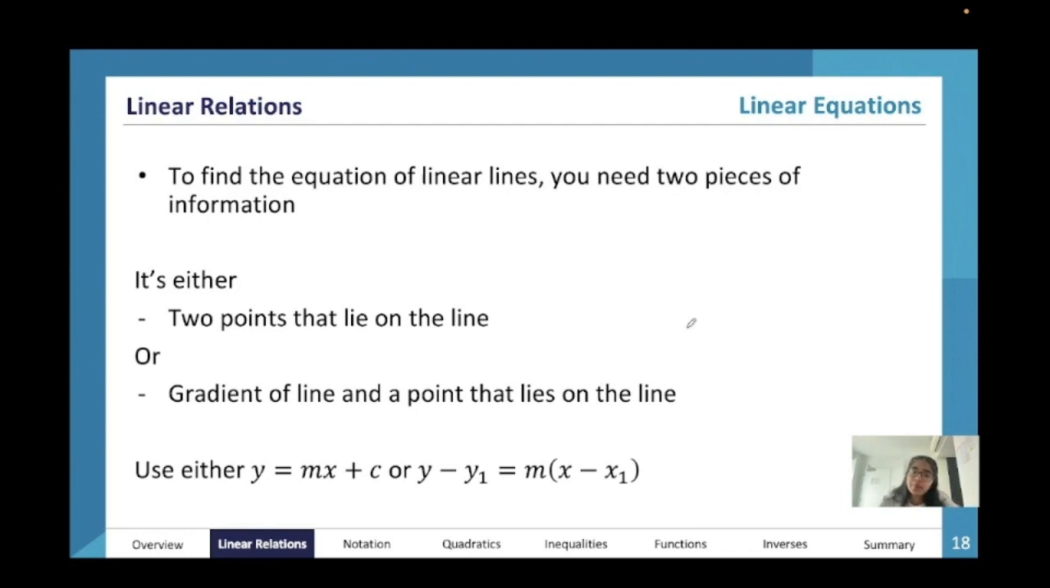If you want to find the equation of lines, so linear lines or just lines in general, you need two pieces of information. You can either have 2 points on that line, you can have the gradient of that line and a point that lies on the line, or you could have the y-intercept and the gradient. So essentially that's still the gradient and a point that lies on the line. You can use y equals mx plus c or y minus y1 equals m(x minus x1). This one is your actual equation. This is something that you can use to get to the equation. I'll elaborate on both of them in a little bit of time.